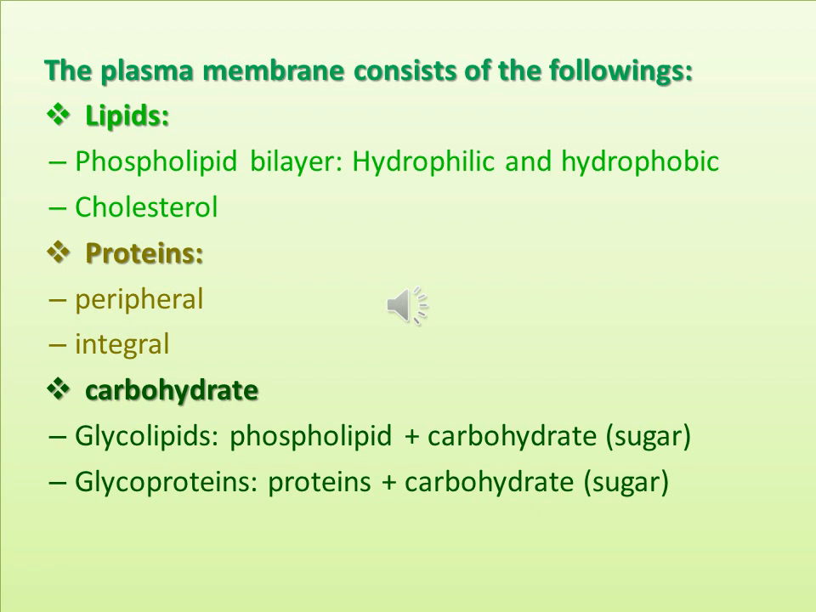The carbohydrate chains occur only on the outside surface of the plasma membrane and are involved in marking the cell. They are found in two types: glycolipids, which consist of phospholipid plus carbohydrates, mostly sugar, and second, the glycoproteins, which consist of proteins plus carbohydrates, also sugar.